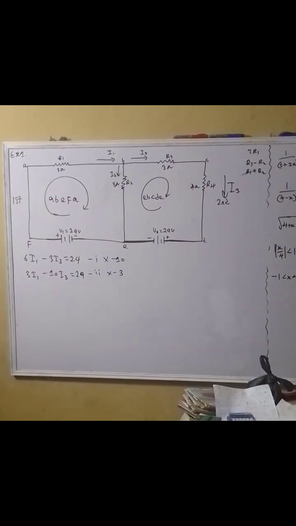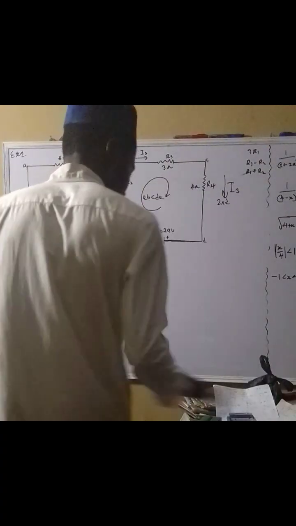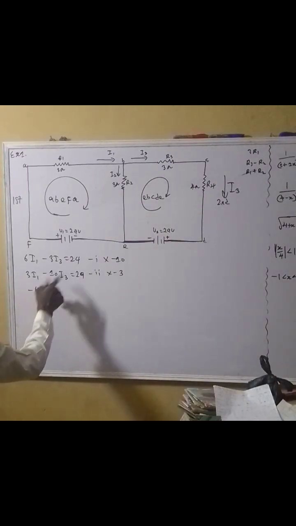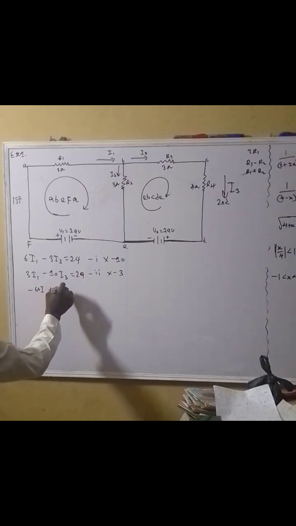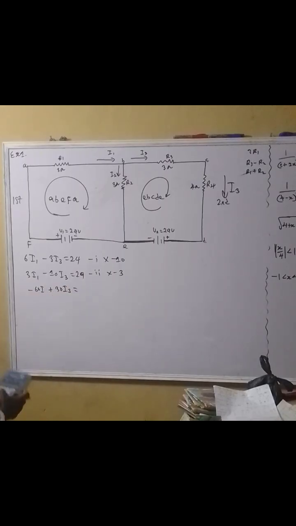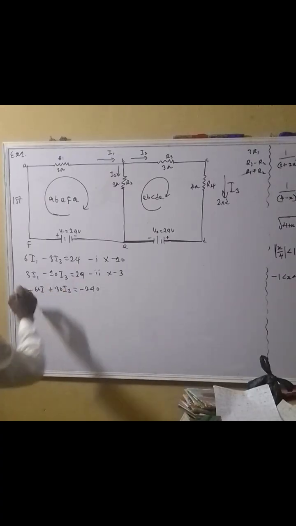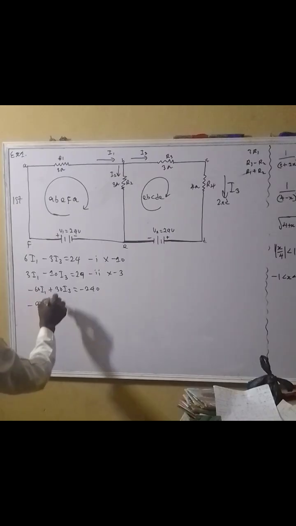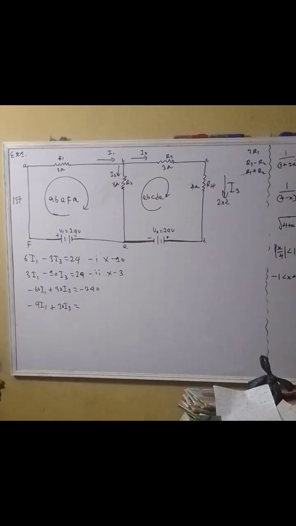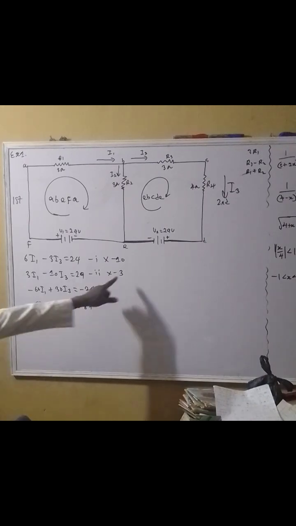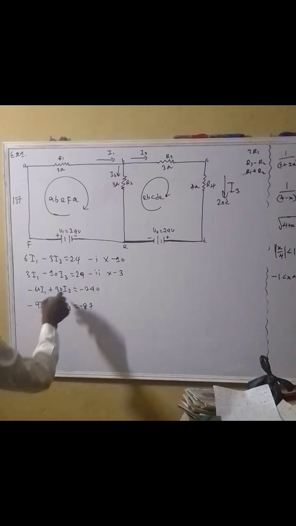So moving on with this, if we are to use the elimination method, we have this as negative 60I1, then plus 30I3 equals 24 times 10. So this gives us negative 240. So this gives us negative 9I1, then plus 30I3 equals 29 times 3. So we have 29 times 3, that gives us 87. Okay, negative 87.